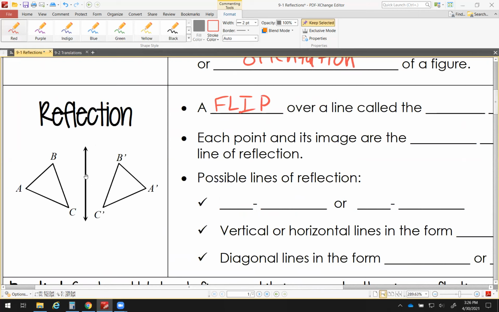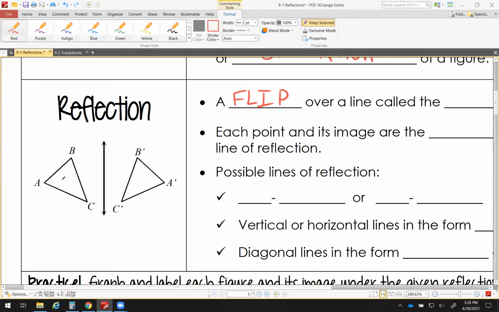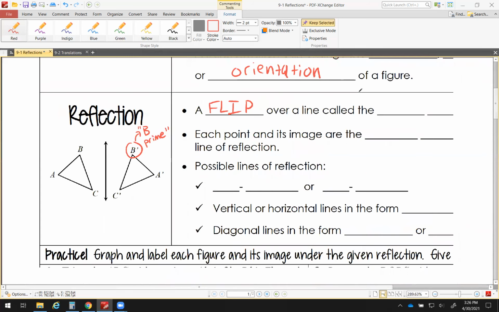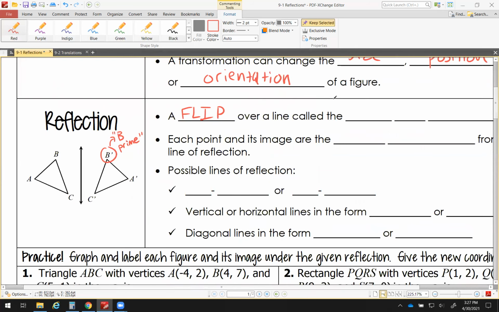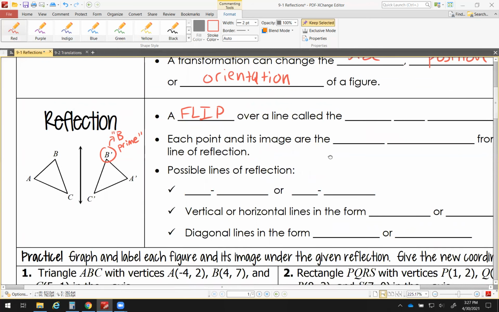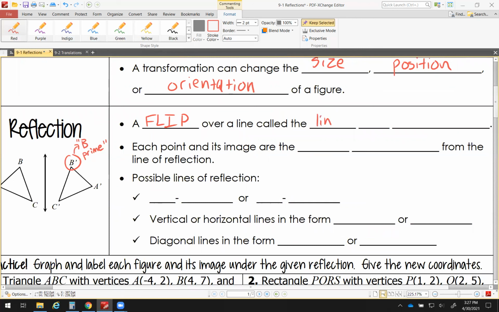Okay, and so over here on the left-hand side of the screen, you can see that this triangle ABC has been flipped over this vertical line to this other triangle with A with an apostrophe after it, B apostrophe, C apostrophe. The way that we say that in math is B prime. Okay, so anytime you see an apostrophe after a point, that would be B prime or A prime or C prime. So we flip A, B, C to A prime, B prime, C prime over a line that is called the line of reflection. Very creative name here.